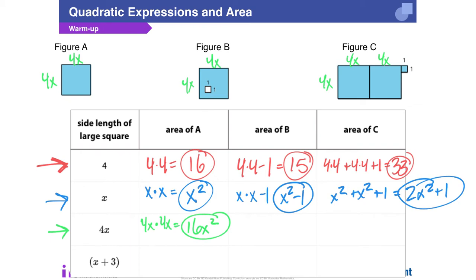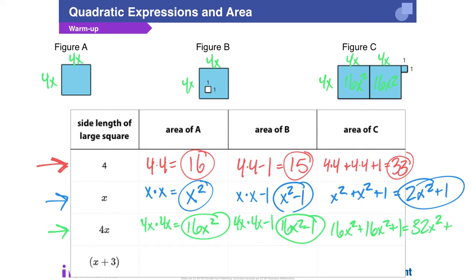The next one, well, I would have that 4x times 4x, but then I'm going to subtract 1. So I'm going to rewrite that as 16x squared minus 1. And then this last one, I would have a 16x squared in each of those squares. So I have 16x squared plus 16x squared plus 1. And to combine like terms, I would have 32x squared plus 1.